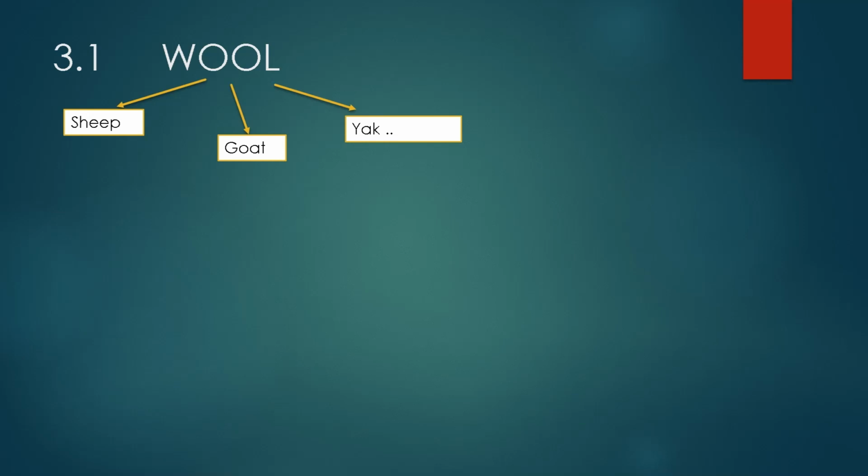Now, in the different parts of the country, several breeds of sheep are found. And the main source is sheep. The wool commonly available in the market is the sheep wool.